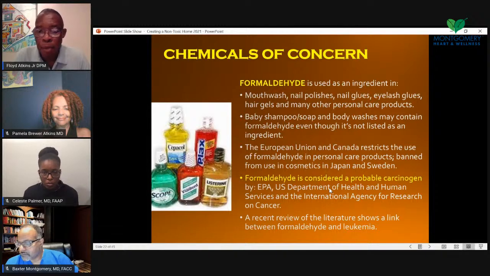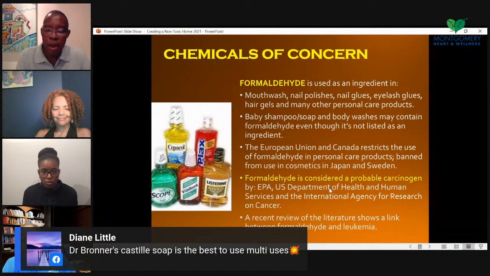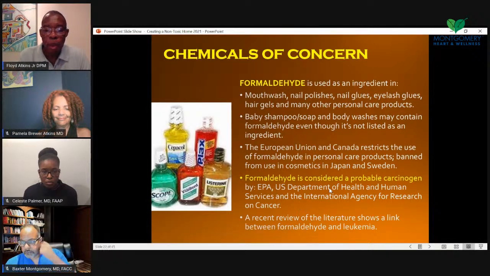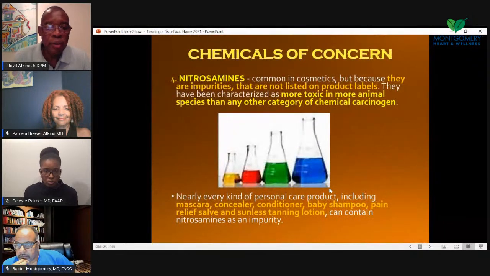Formaldehyde is considered a probable carcinogen by the EPA and the U.S. Department of Health and Human Services, but it's still allowed to be in a product as a preservative or a bactericidal.